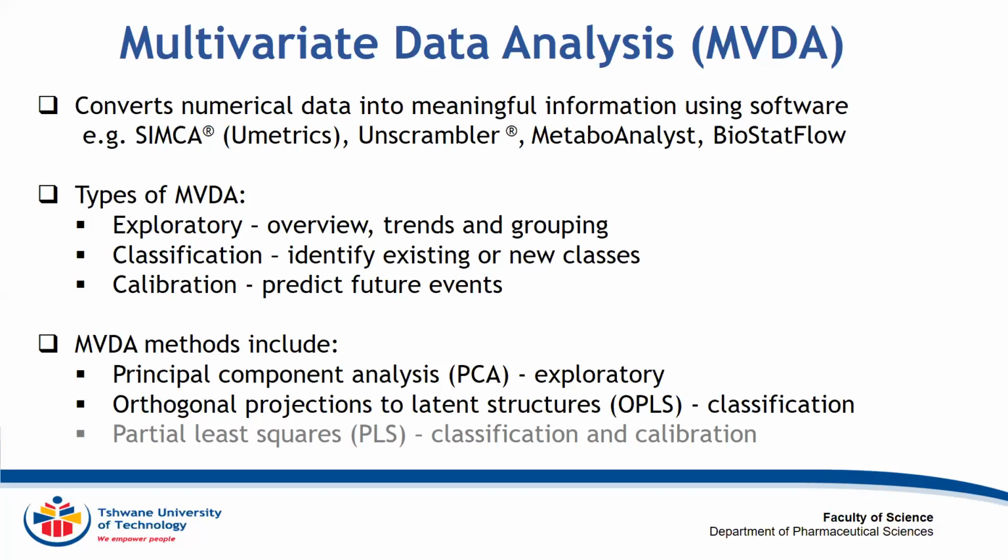Then we have orthogonal projections to latent structures, and this is a classification method that is mostly used when you want to define classes and see what variables are responsible for the differentiation of the classes. And then we have partial least squares, which is a classification method, but also normally used for calibration if it is partial least squares regression analysis. In the demonstration that I'm going to perform a little later on, I'm going to focus on principal component analysis and OPLS as overview methods.